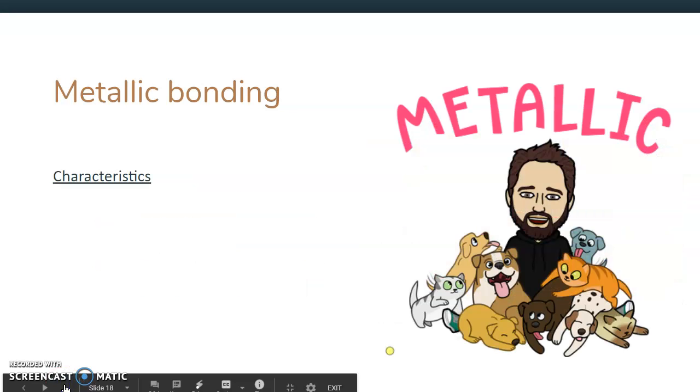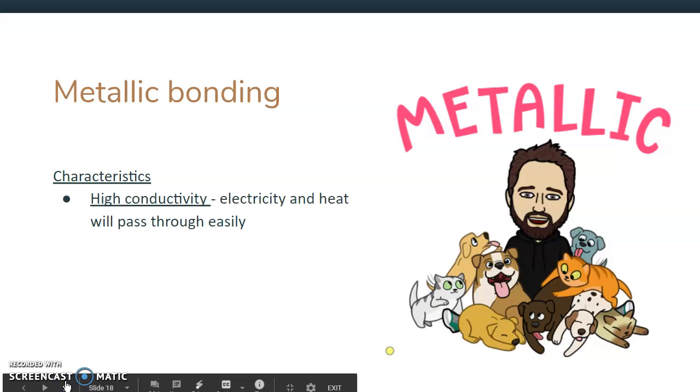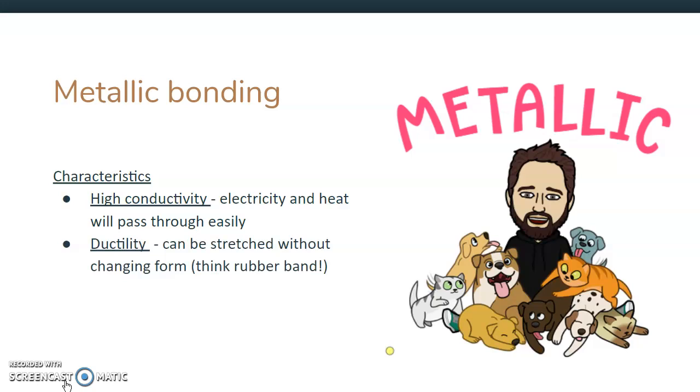Also, we have some important characteristics when we talk about metallic bonding. Our metallic bonding have a high conductivity. So that means electricity and heat will pass through them easily. When we learned about our transition metals, we talked about conductivity and how our metals in our lights and the metal that we use when we're cooking are made out of a lot of our transition metals. And this is the exact same idea when it comes to our metallic bonding.